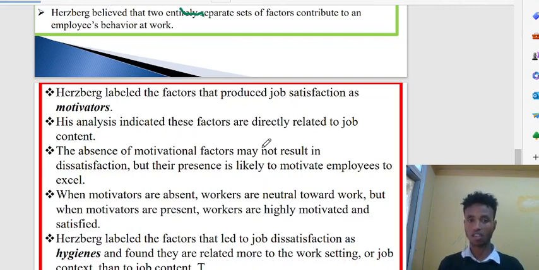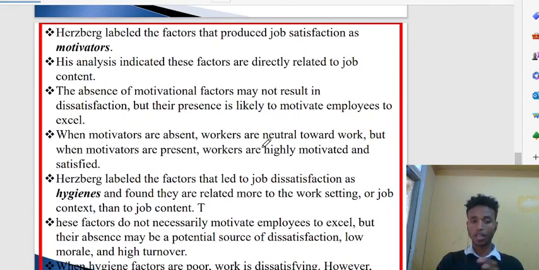His analysis indicated these factors are directly related to job content. The absence of motivational factors may not result in dissatisfaction, but their presence is likely to motivate employees who excel. Herzberg labeled the factors that lead to job dissatisfaction as hygiene factors.